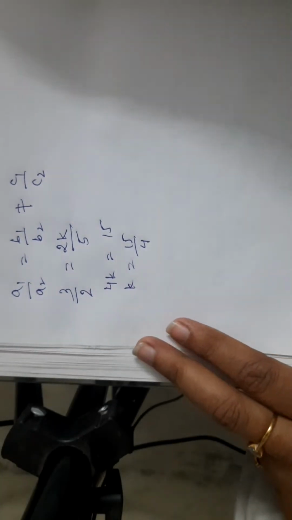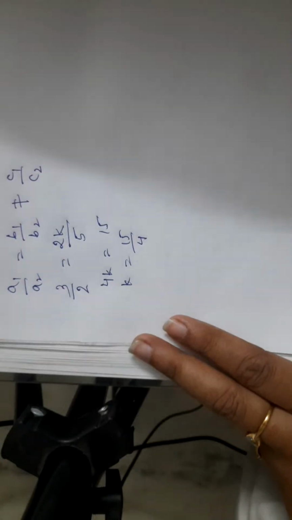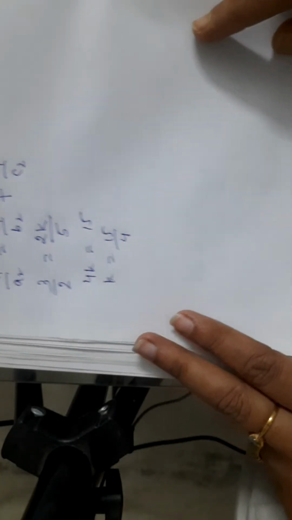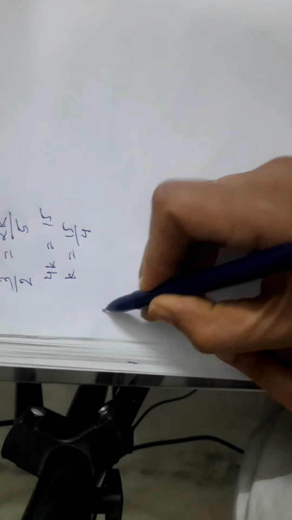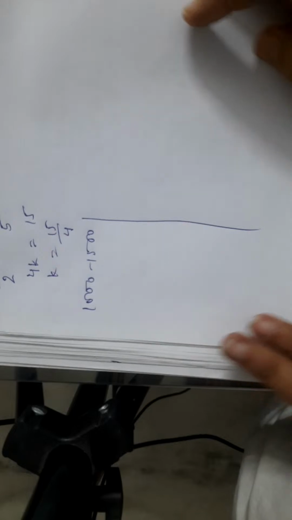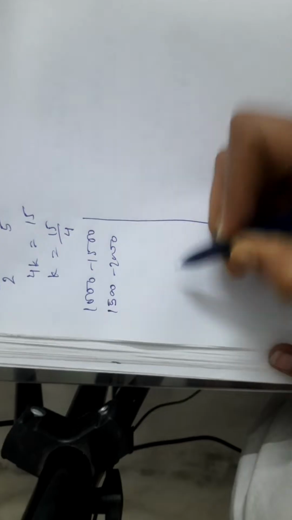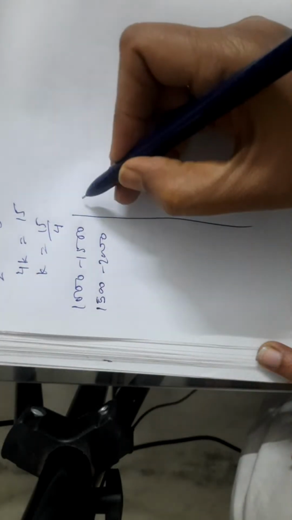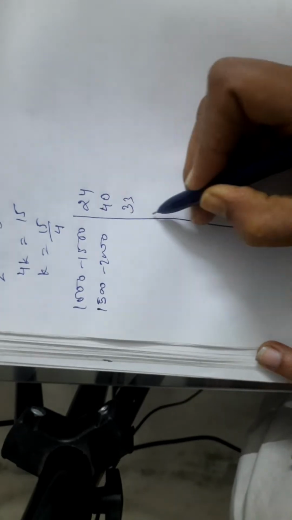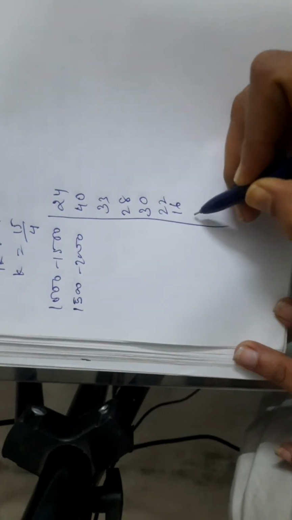Now moving to next question. The question is a little longer. 1000 to 1500. So it's a statistics question. 1500 to 2000. Further I'm not writing this, only the sequence you need to write. Class frequency is given: 24, 40, 33, 28, 30, 22, 16 and 7.